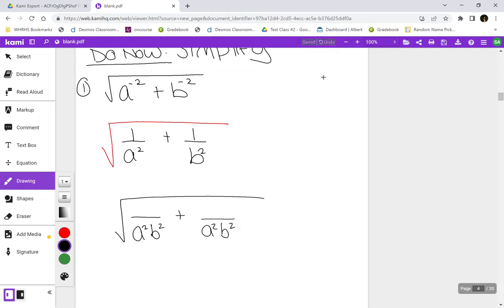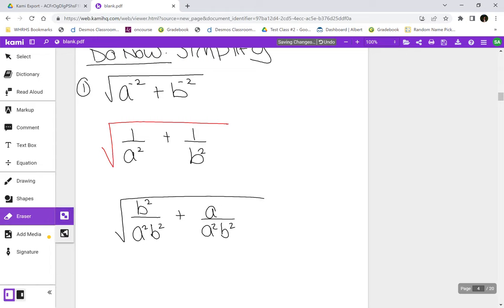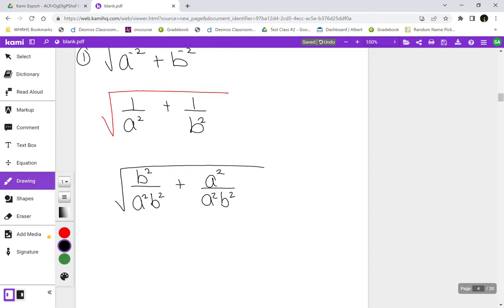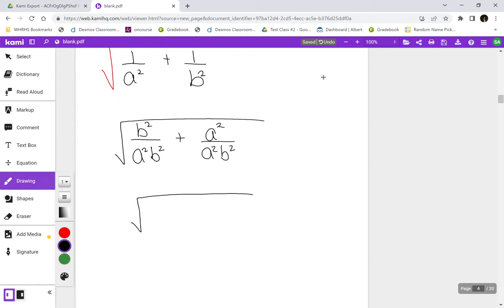So in the first fraction, I multiply by b squared. In the second fraction, I multiply by a squared, not a today. And now we combine our like terms. So now I have a squared plus b squared as my numerator. And in my denominator, I have the root of a squared b squared, because this is now one fraction.